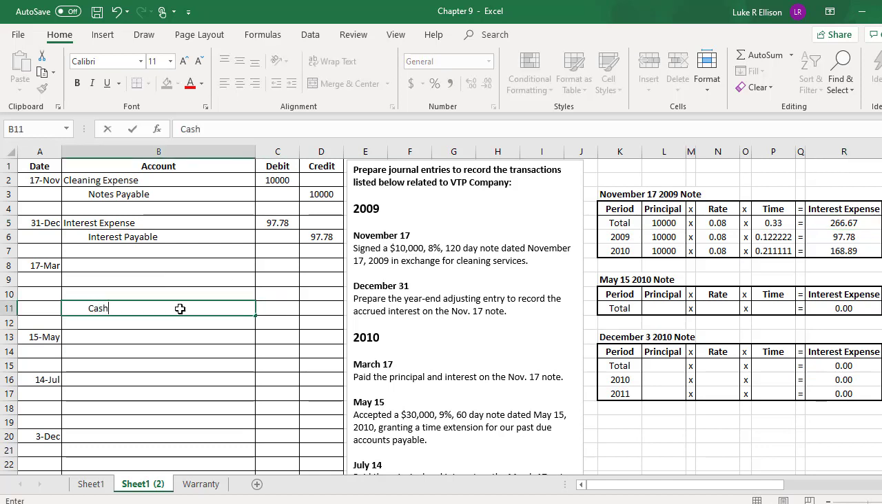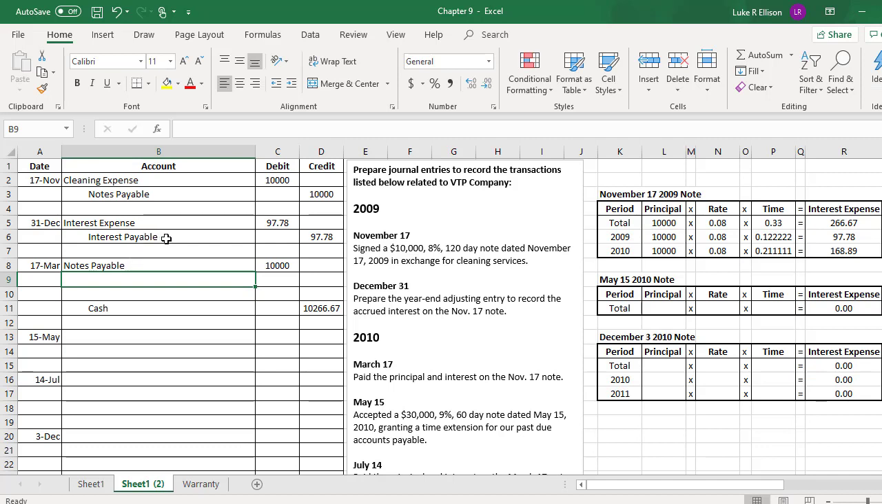So I'm going to leave some space, and I'm going to credit cash for $10,266.67. Now I know I'm paying off this note, and it has a balance in the notes payable account of $10,000. So to close that account out, I can debit my notes payable for $10,000.